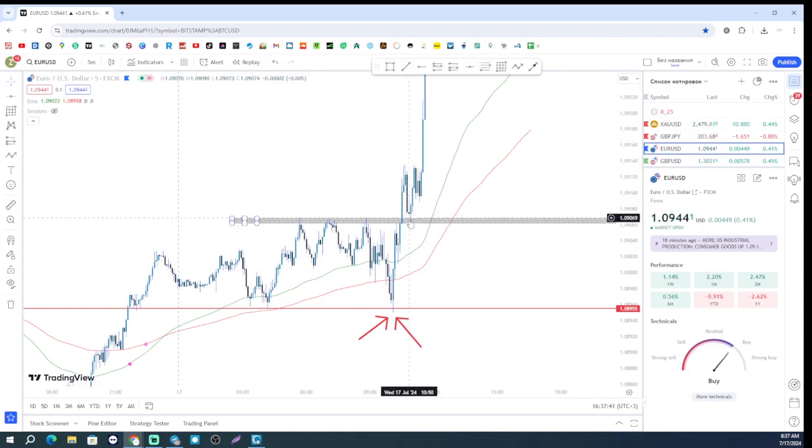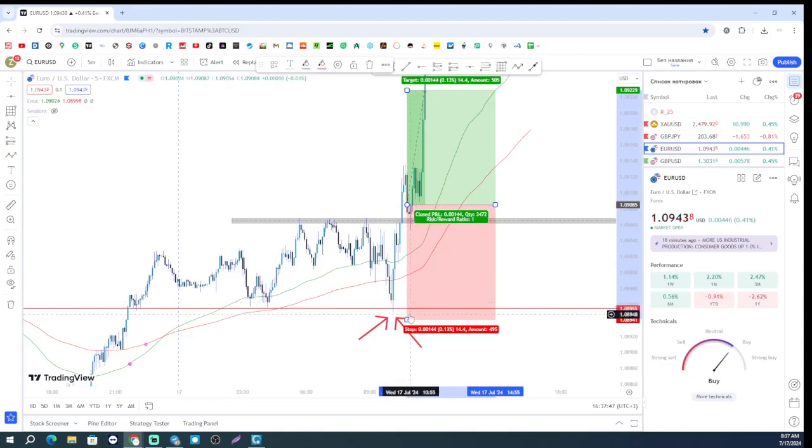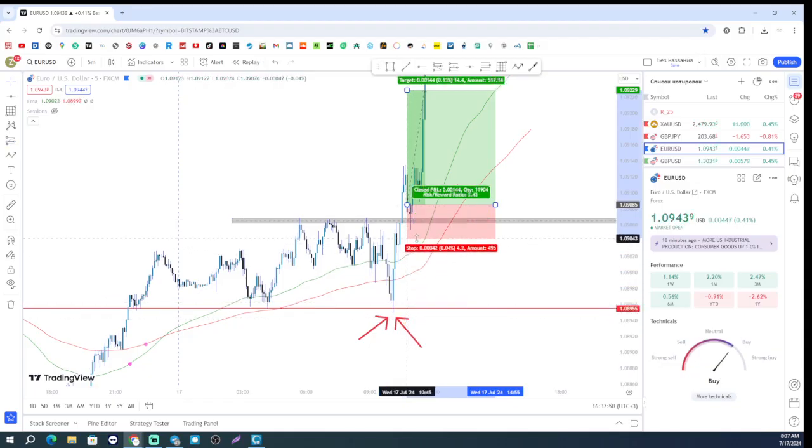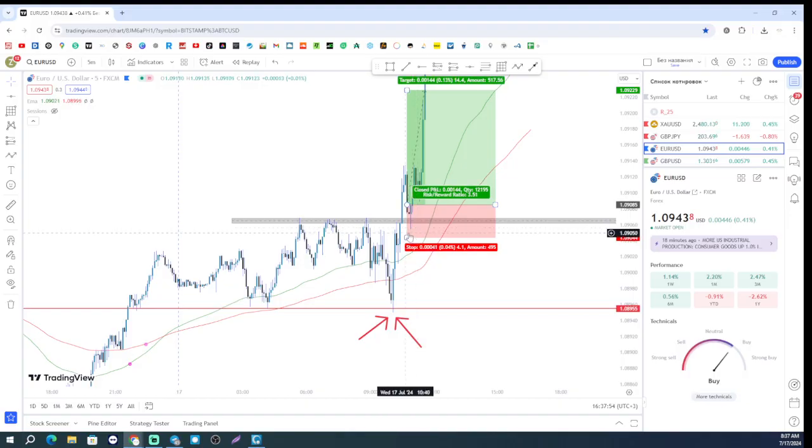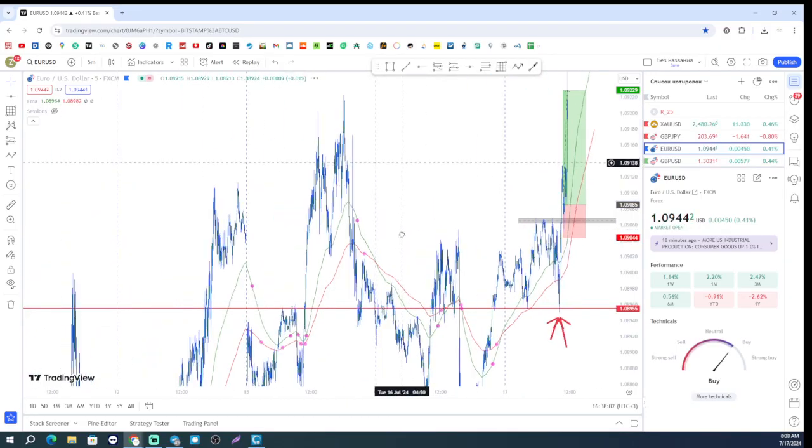Price came here, beautiful rejection, I entered a trade, very simple. I put my stop loss somewhere around here, just to have a little breathing room in case the price action comes and fakes me out. So I entered like that.